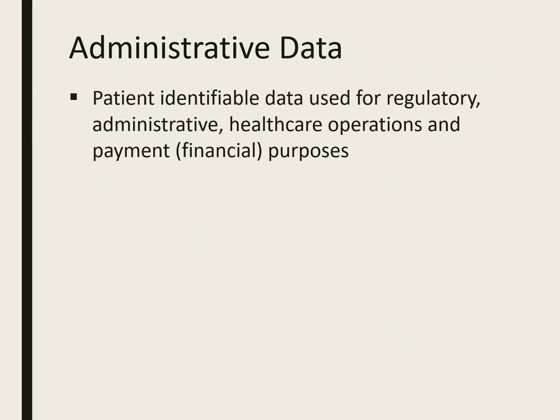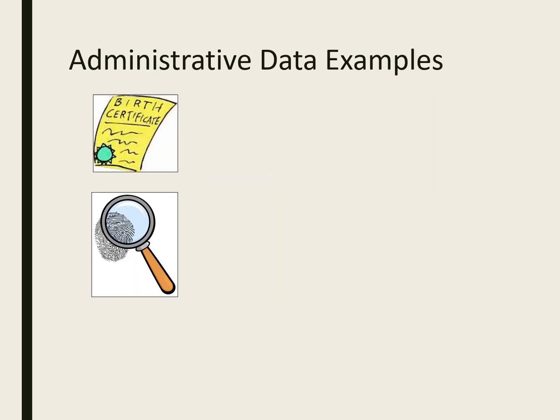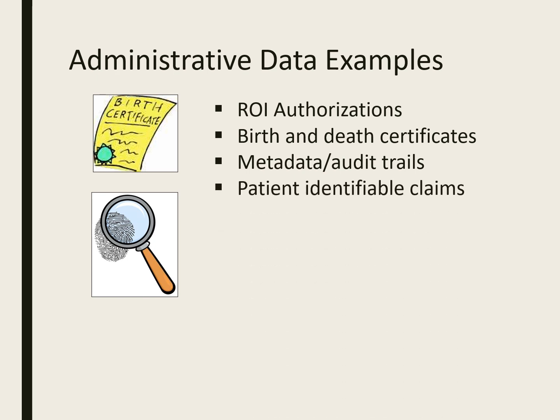Administrative data is patient identifiable data used for regulatory, administrative, healthcare operations, and payment purposes. It is not part of the LHR, but should be treated with the same level of confidentiality. Some administrative data examples include release of information authorizations, birth and death certificates, metadata or audit trails, patient identifiable claims, and encounter forms.